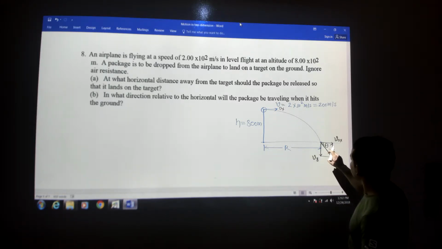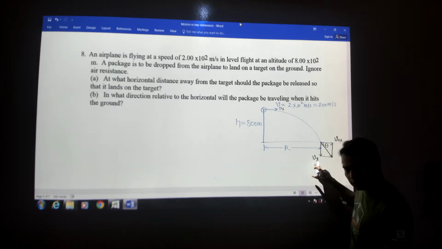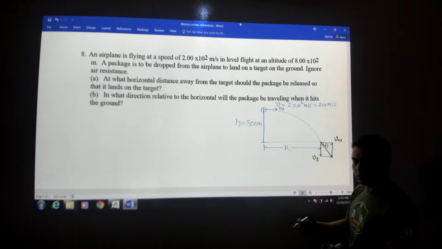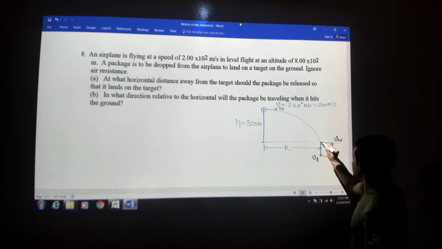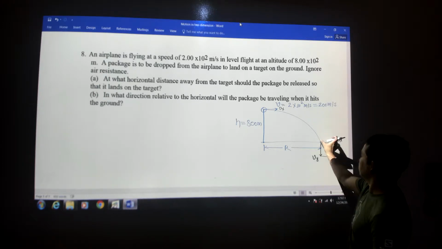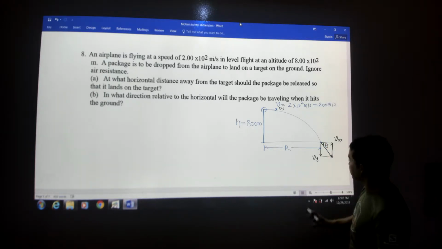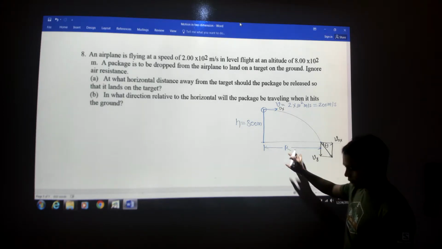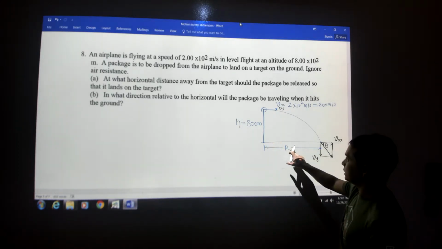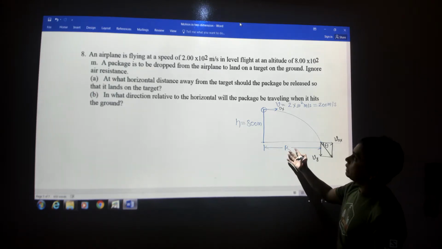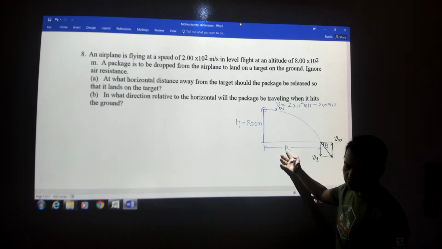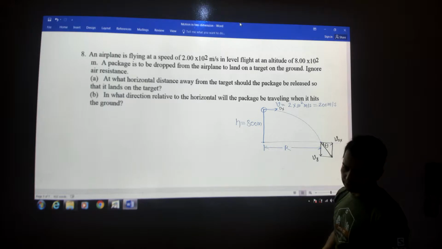How do you find the angle theta? If you know the x component and the y component, then we can calculate theta, because the tangent of theta is vy over v0x. So first you need to find vy. Now let's first find the horizontal range. In order to find the horizontal range, you need to find the time taken.